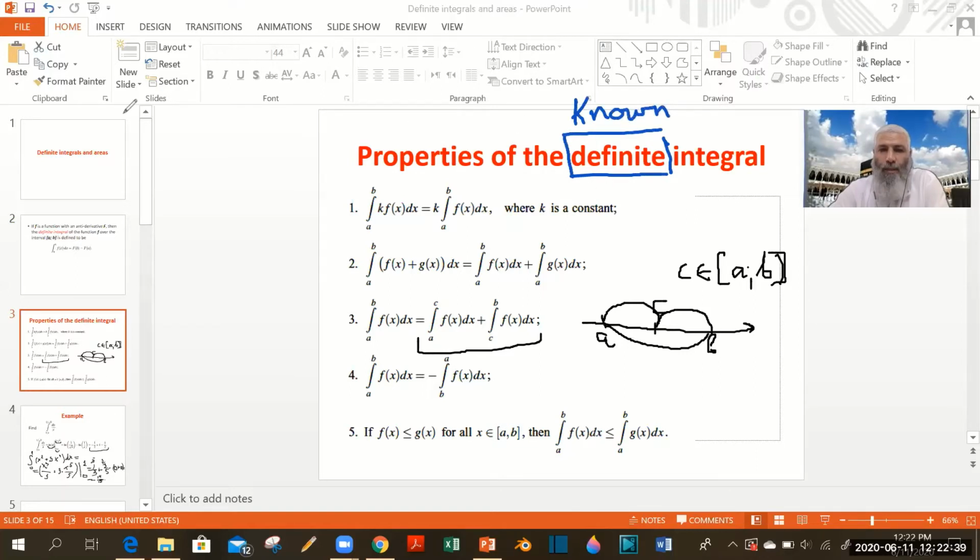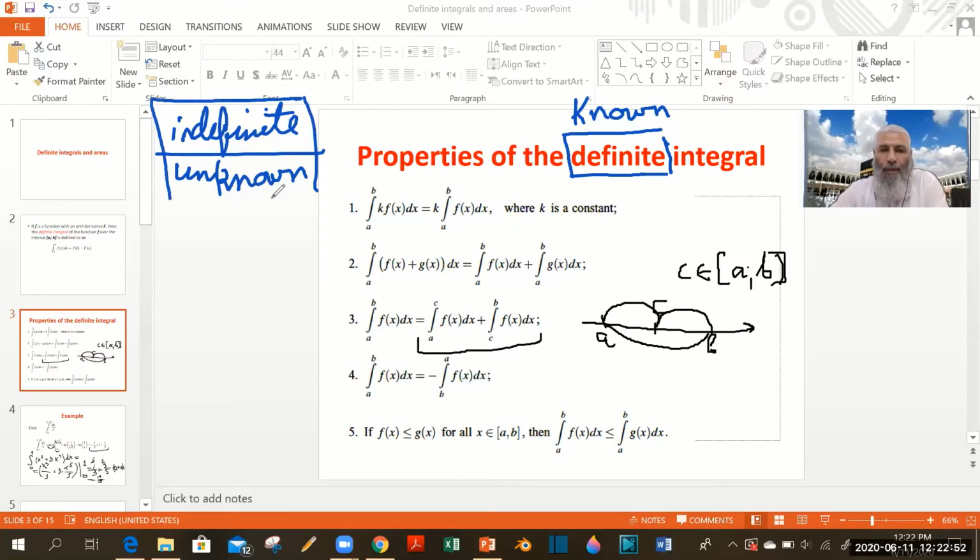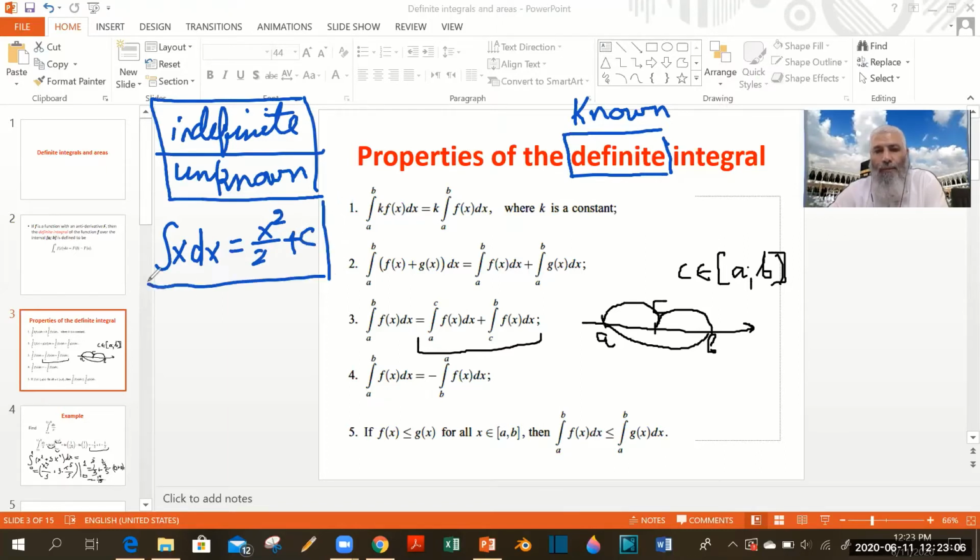Indefinite means unknown. What is indefinite and definite? The indefinite, like integration x dx, this is indefinite. Why? Because this is x squared over 2 plus c. This c, we don't know it. So this is indefinite. But this is definite because c is not in our equation.